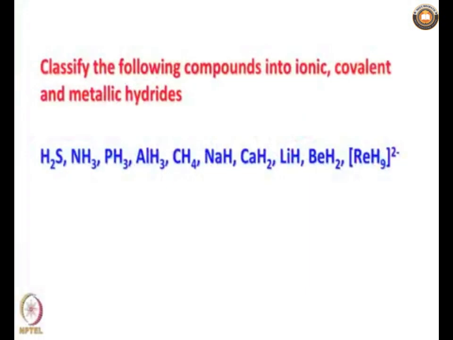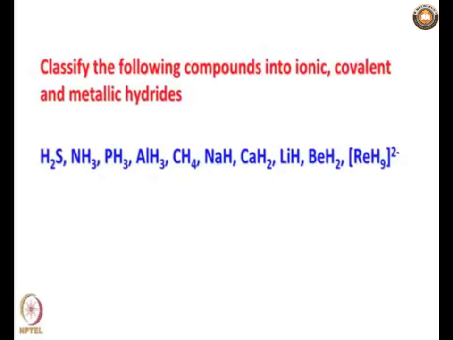So, let us look into the classification of hydrides into ionic, covalent and metallic hydrides. To get familiarized with hydrides of various elements in the S and P block, a list is made here. Hydrogen sulfide, NH3, PH3, aluminum trihydride, CH4 methane, sodium hydride, calcium hydride, lithium hydride, beryllium hydride and rhenium hydride.